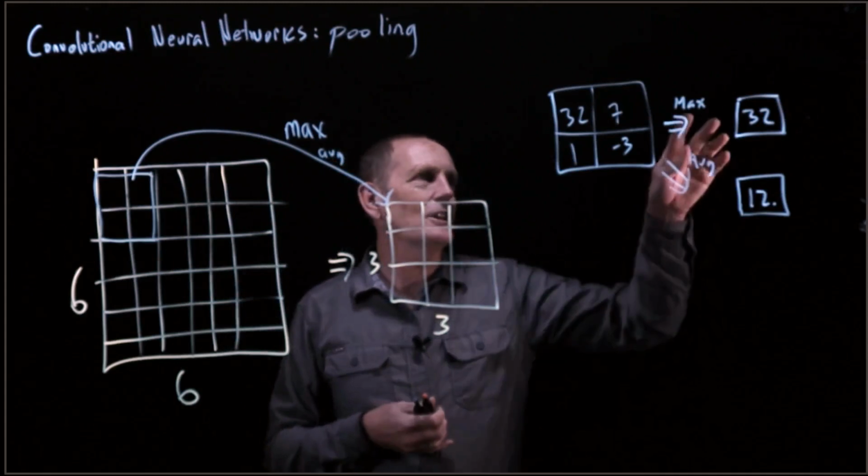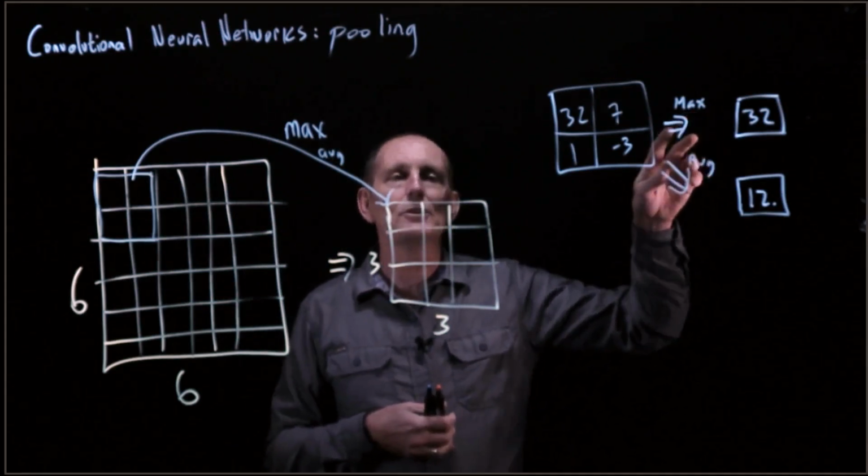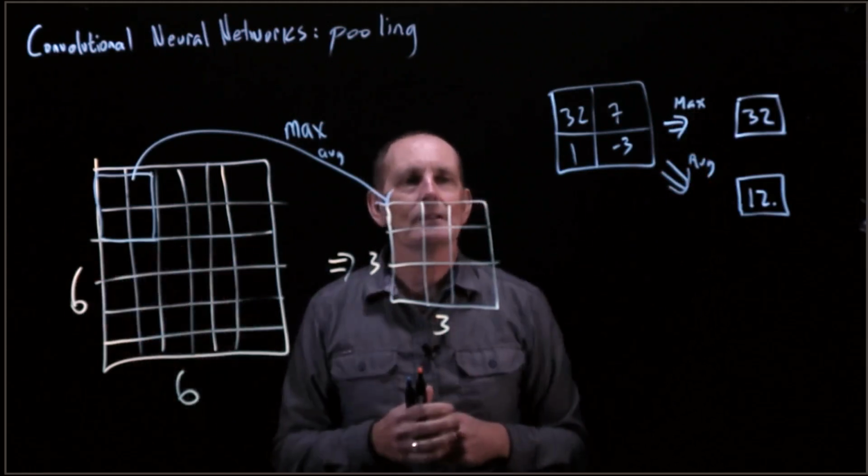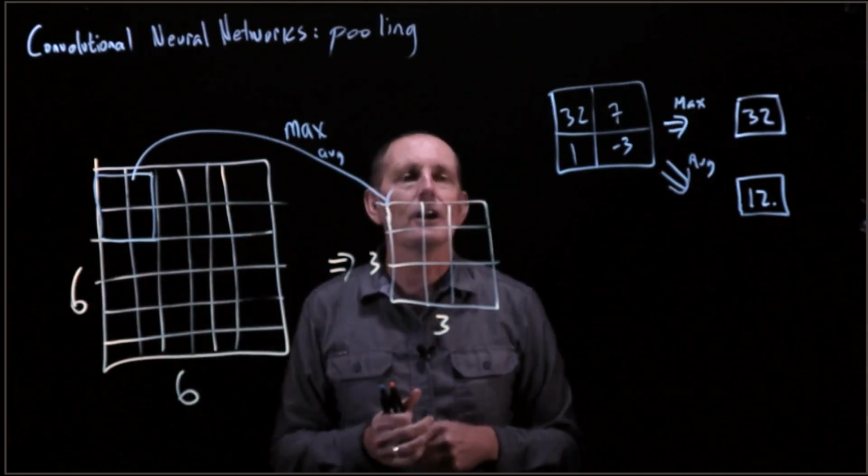Okay, so there is a judgment call you have to make of, do I want to do max pooling or do I want to do average pooling as I'm doing this shrinking? And 2 by 2 is what's very often used.